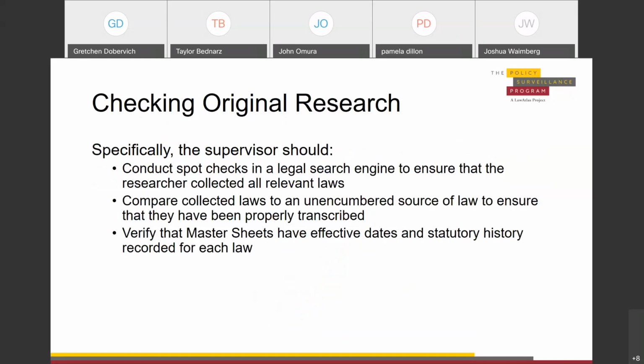conducting spot checks on the legal research engine to ensure that the researcher collected all relevant laws, comparing collected laws to an unencumbered source of law to ensure that they've been properly transcribed, and then verifying generally that master sheets have effective dates and statutory history recorded for each law.